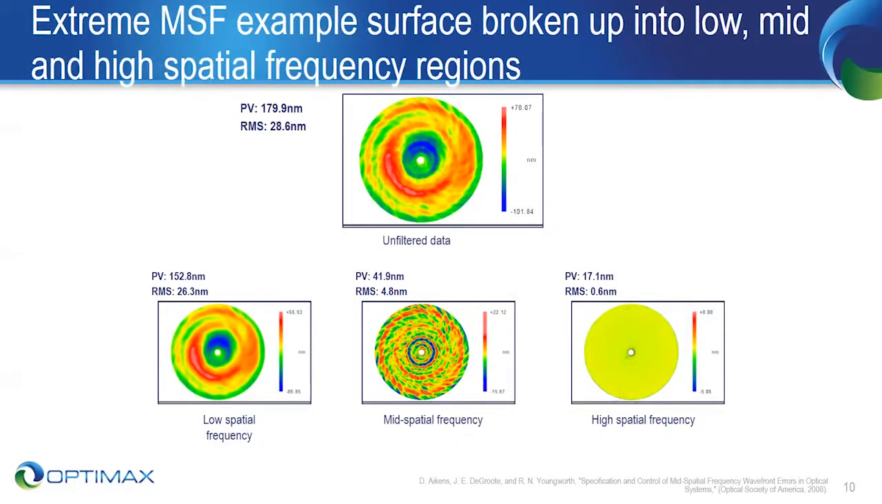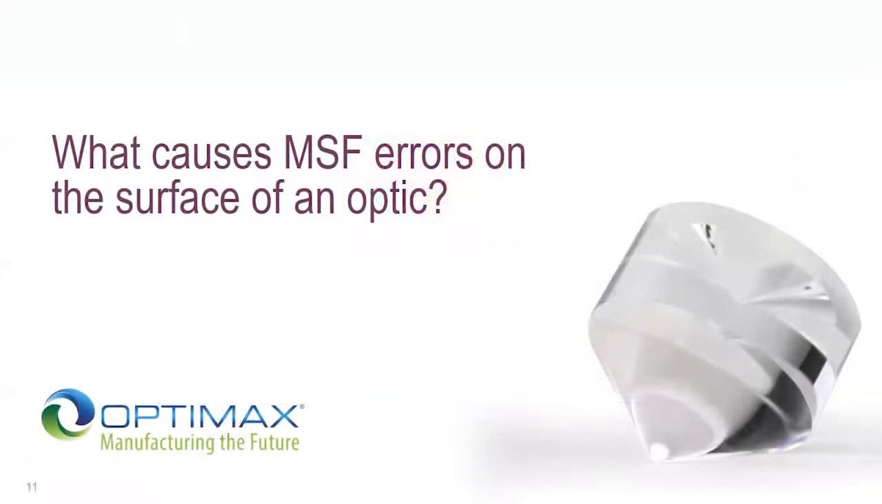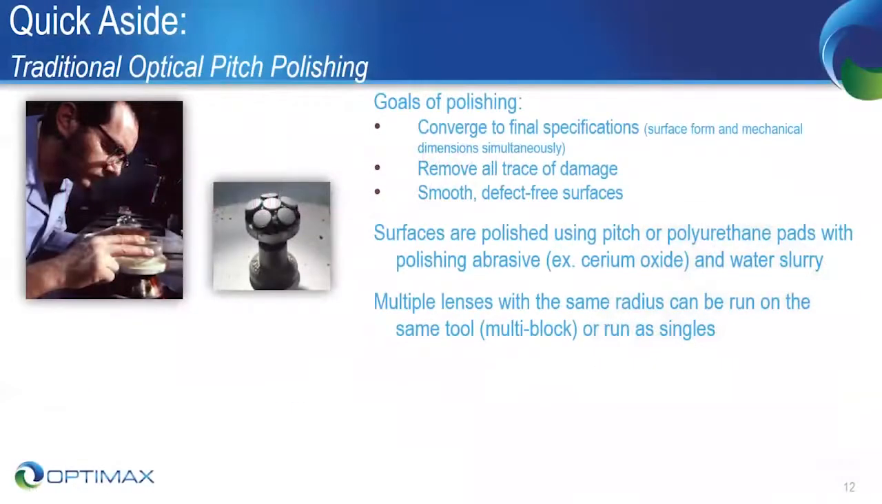So this is a very extreme example of mid-spatial frequency broken up into low, mid, and high spatial frequency regions. And so I mentioned that the mid-spatial frequency region is actually defined by the optical design. However, what causes these mid-spatial frequency errors on the surface of the optic? So I'm going to do another quick aside, just to get everyone on the same background here, and review traditional optical pitch polishing. The goals of polishing are to converge to final specifications, remove all trace of damage, and get a smooth, defect-free surface.